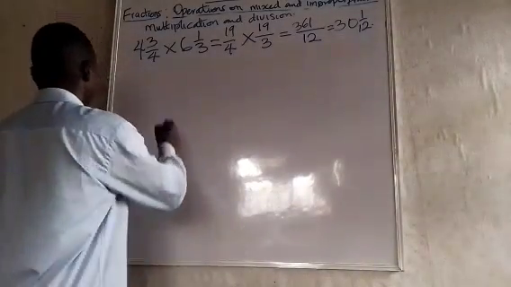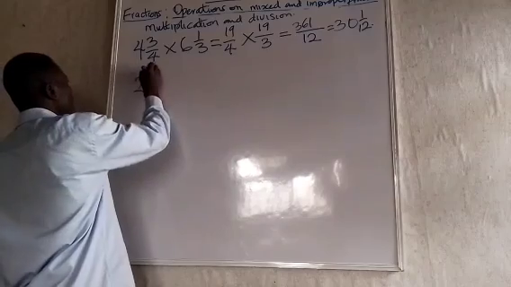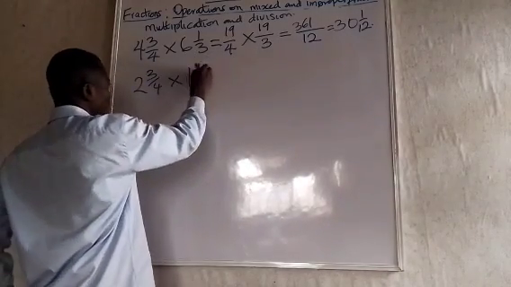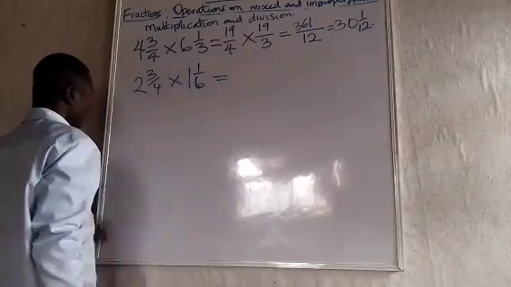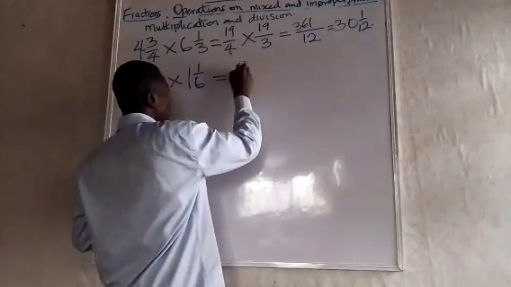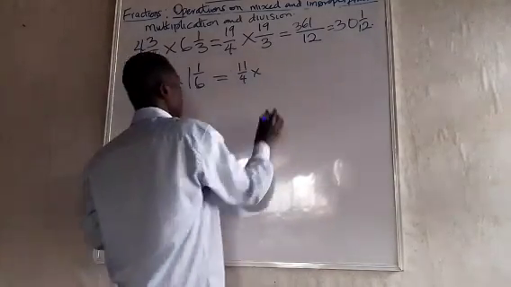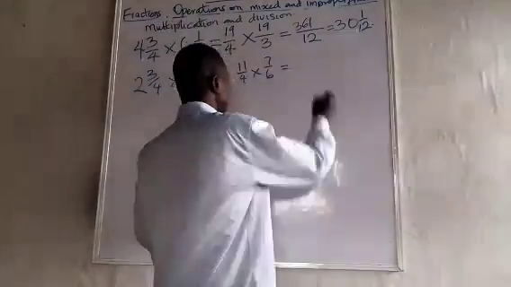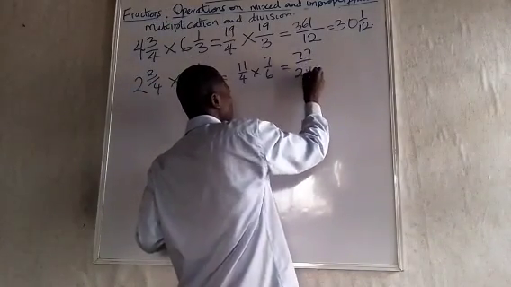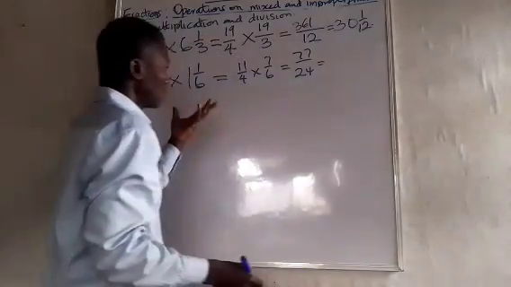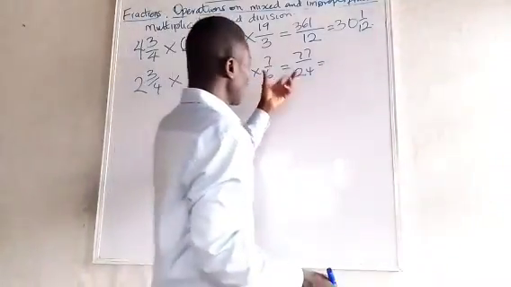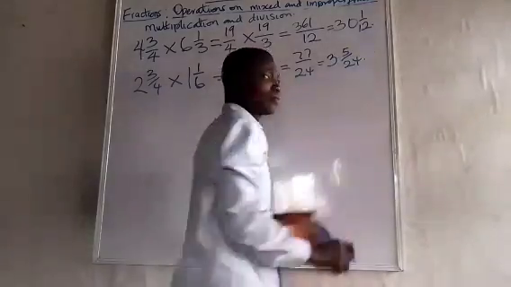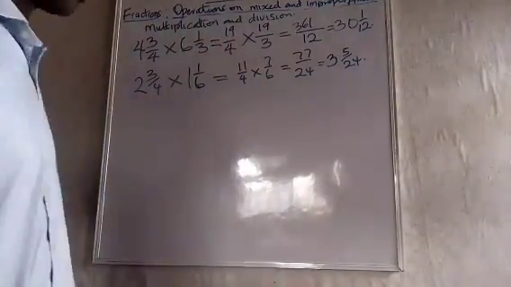If I have something like this, 2 3 over 4 times 1 1 over 6, what does that give me? 2 times 4, 8 plus 3, 11 over 4. 1 times 6, 6 plus 1, 7 over 6. So what does that give me? 11 times 7, 77 over 24. And I think that should be 3, 5 over 24. Let me check. So that's how it goes.